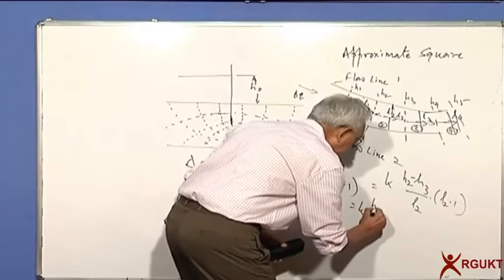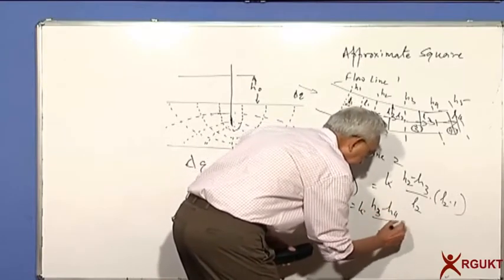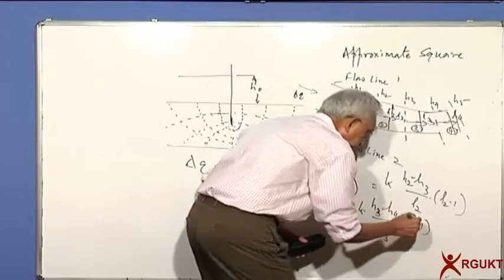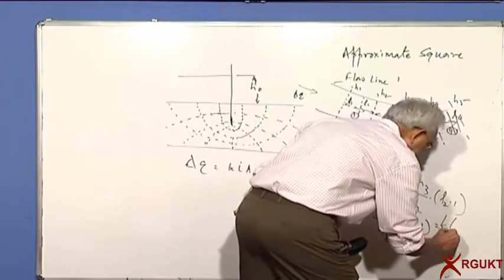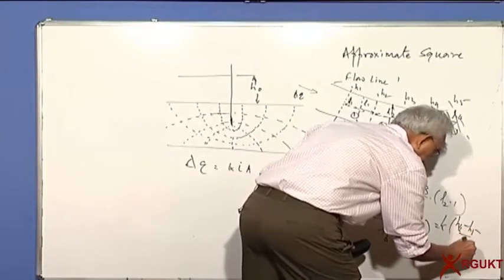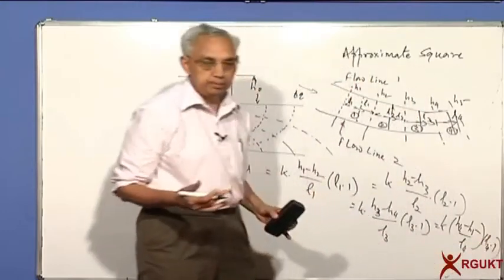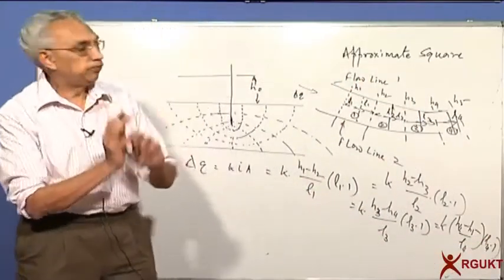K into (H3 minus H4) by L3 into L3 into 1, is K into (H4 minus H5) by L4 into L4 into 1. Like that, you can keep on writing for any number of elements within the two flow lines.